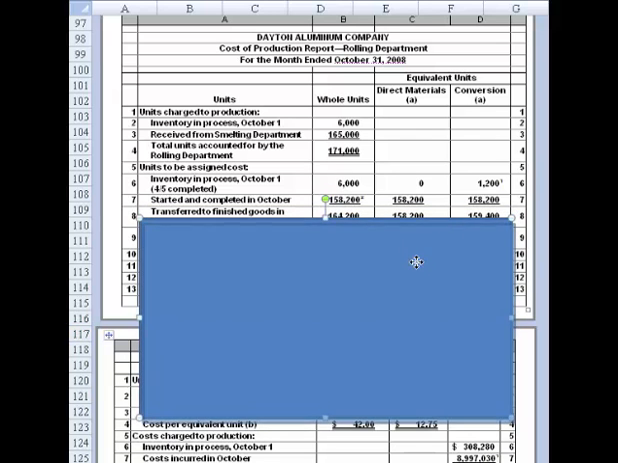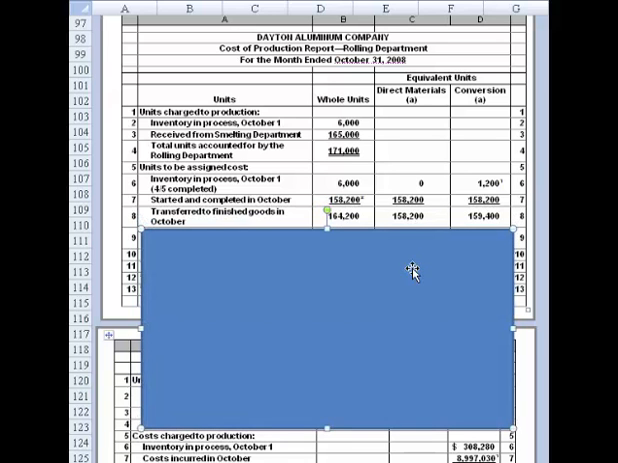Okay, and finally, from that we need to calculate what was transferred to finished goods. So we add the whole units together. We transferred 164,200, of which 158,200 represented those units that were started and completed as to direct materials, and then we add the beginning plus what was started and completed for conversion cost to come up with 159,400 equivalent units that were transferred to finished goods in October, representing the equivalent units of conversion costs.